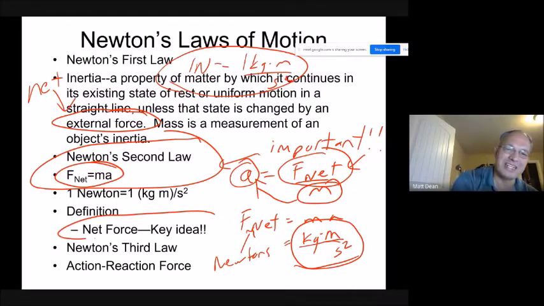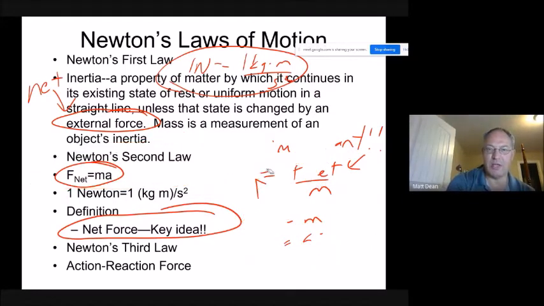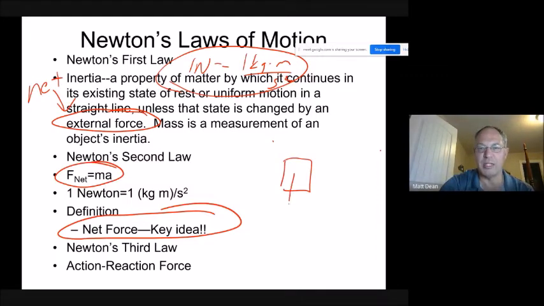So net force is a key idea. For example, let's say that we had an object that was acted on by 4 different forces. Let's say there was a force pulling it down, 20 newtons. A force pushing it up, 20 newtons. A force pulling it toward the right, 40 newtons. And a force going to the left, 30 newtons.